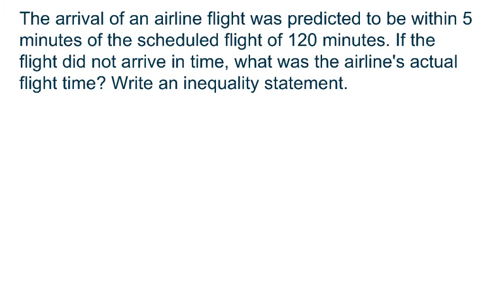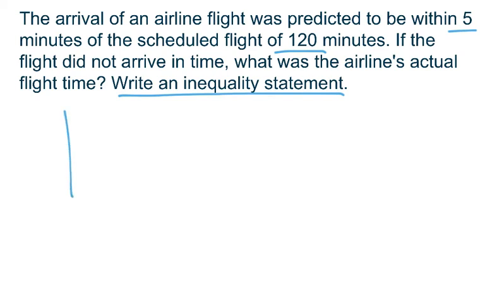Okay, so we're going to look at these. The arrival of an airline flight was predicted to be within 5 minutes of the scheduled flight of 120 minutes. So that means that it could have taken 125 minutes or it could have taken 115 minutes. If the flight did not arrive in time, what was the airline's actual flight time? And we're just going to worry about writing this inequality statement.